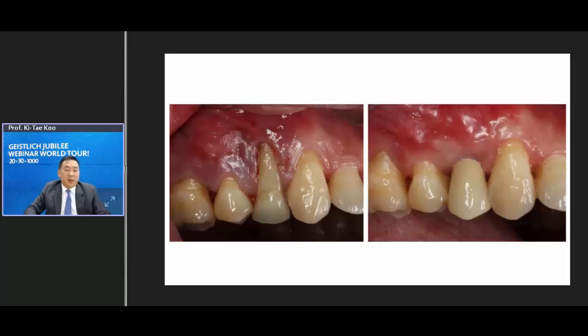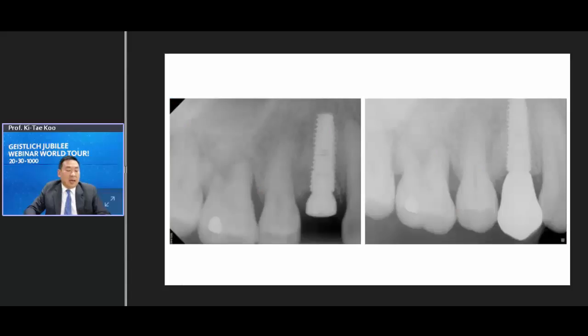So the take-home message in this case is, this is the X-ray at 1 year. The take-home message is that in very challenging cases like this, ridge preservation would be a very good answer. If you could combine that with additional soft tissue augmentation, that would be much better. So that's my take-home message for this type of very challenging case.